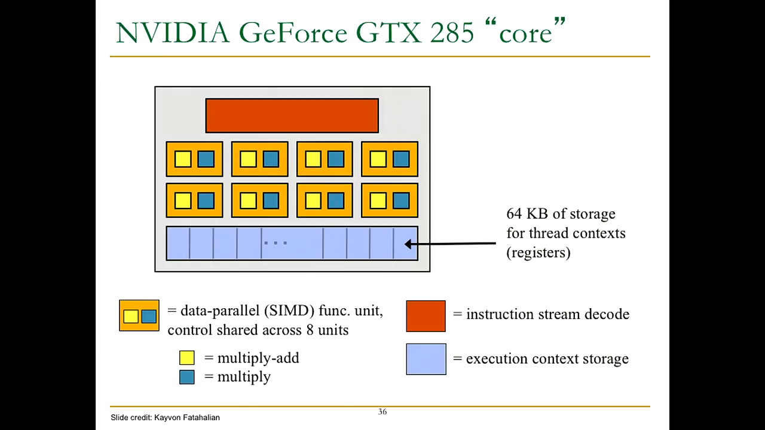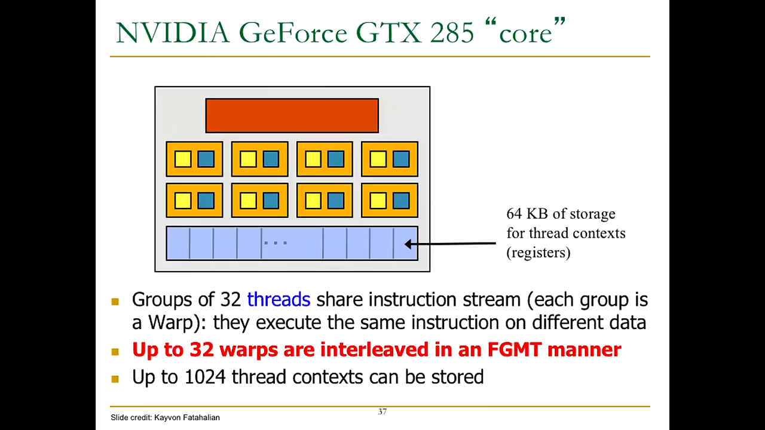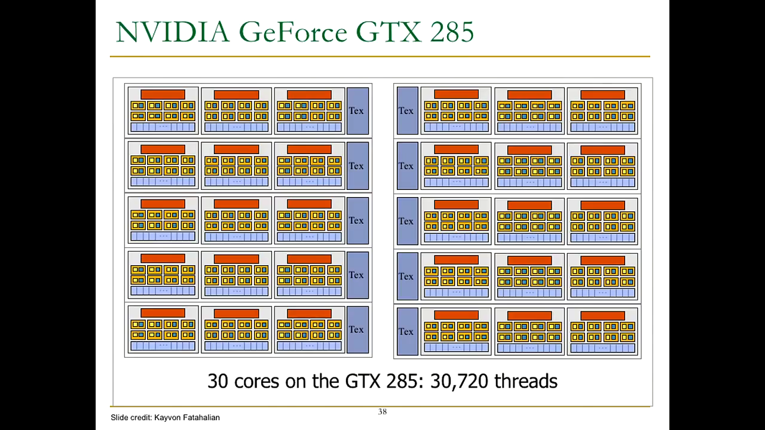And you've already seen this, so I'm not going to go through this in detail. But basically, just to refresh your memory, you have groups of n threads, in this case n equals 32, that share an instruction stream. Each group is a warp. They execute the same instruction on different data. And in this particular processor, which is old, up to 32 warps are interleaved in a fine-grained multi-threaded manner. And you can have up to 1,024 thread contexts. And you have a lot of multi-threading, basically, as a result of this.